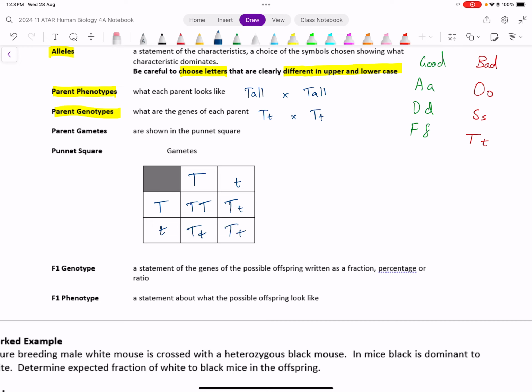Then our second last step, we write those genotypes. And our genotypes again can be a ratio, they can be a fraction, they can be a percentage. And our last step, we represent the phenotype. And this is simply our statement about what the possible offspring look like. So what do we actually see?